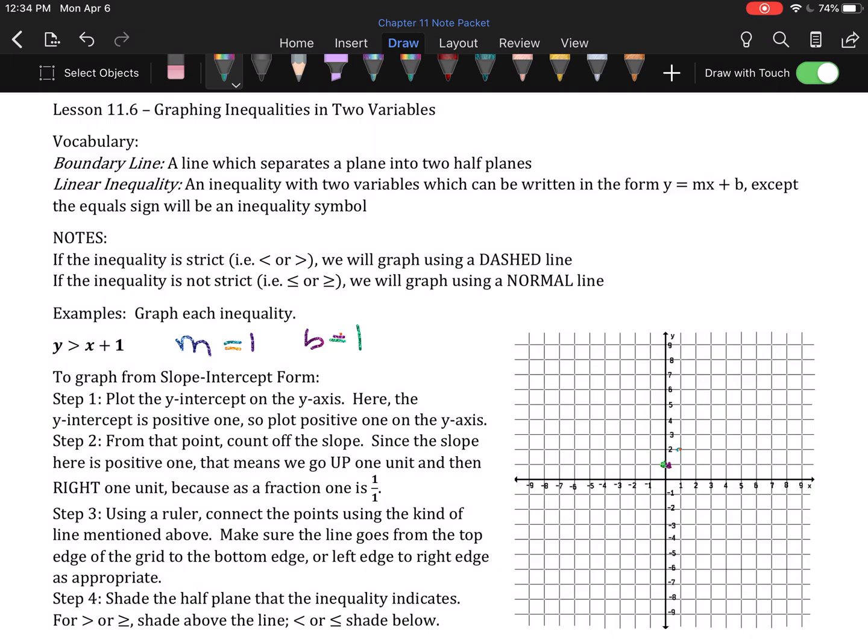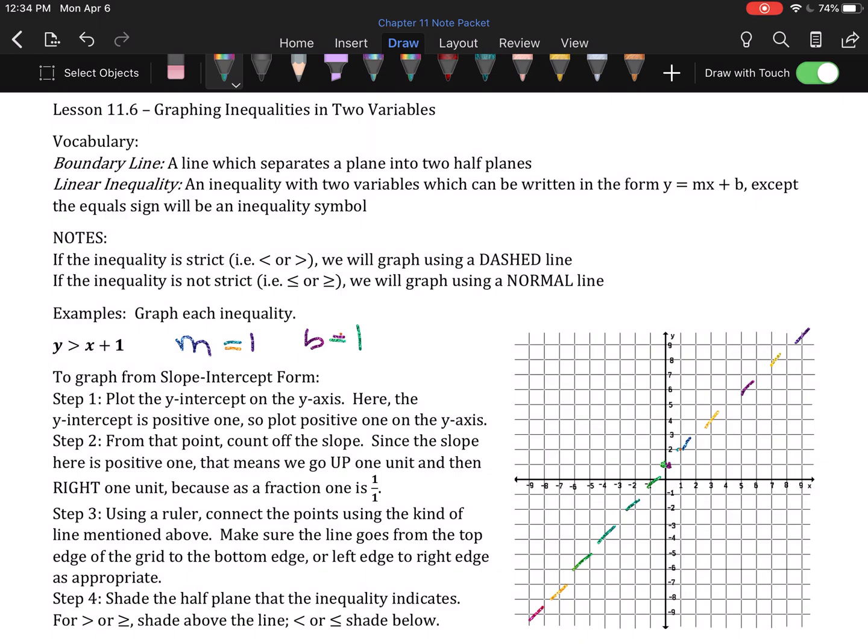Now, you will use a ruler if you have this printed out. If you're doing it by yourself, try to get a flat edge if you can. I will do the best I can. We're going to connect this, but we're going to use a dashed line. It's not going to stay solid because the inequality does not have an "or equal to" sign on it. You need to make sure that line goes edge to edge of the grid.